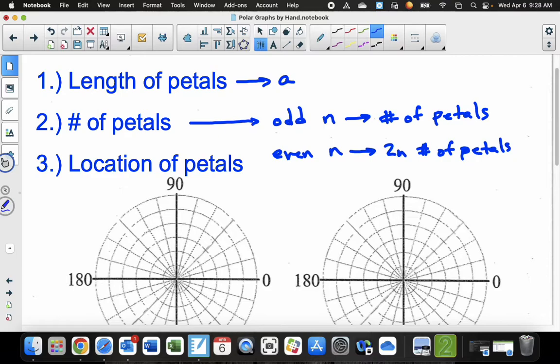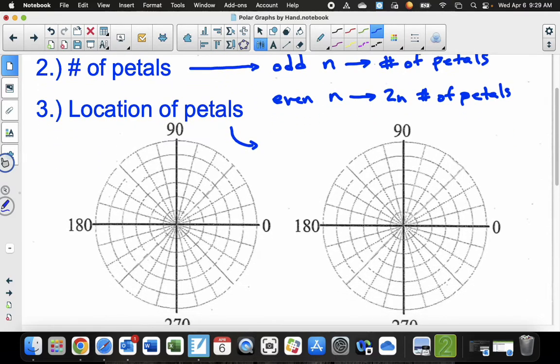Then we get to the location. I'm going to put two parts to figure out the location. One of them is, and I talked about this yesterday, how do we figure out the number of degrees between petals? Once you know how many petals you have, there's a whole lot of symmetry, if you haven't figured that out yet. There's a lot of symmetry going on with all of these. So you just take 360 degrees and divide it by the number of petals. That'll tell you the degrees between petals.